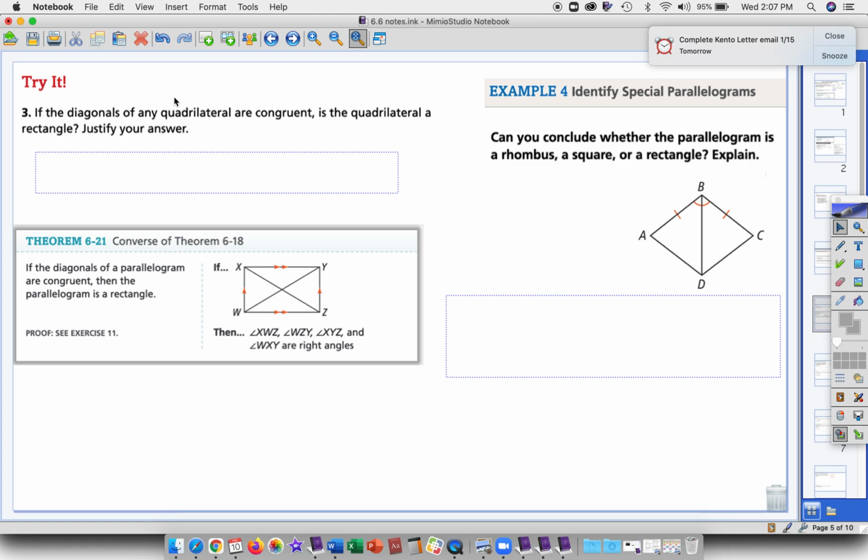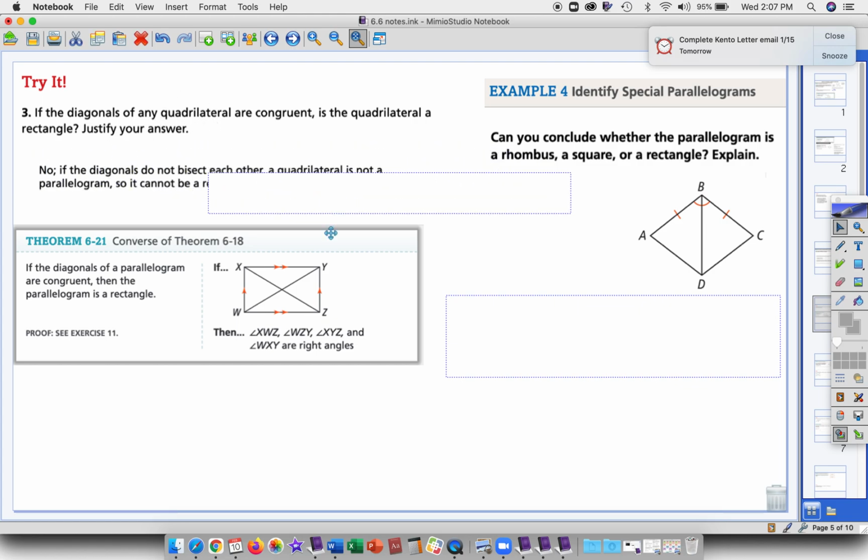Okay, so if it's just any quadrilateral, the answer is no, right? If the diagonals do not bisect each other, then the quadrilateral is not a parallelogram, so it cannot be a rectangle. So if you're trying to think of an example, remember our isosceles trapezoid. That also has congruent diagonals, okay? And that is not even a parallelogram, much less a rectangle. Theorem 6-21. If the diagonals of a parallelogram are congruent, then the parallelogram is a rectangle.